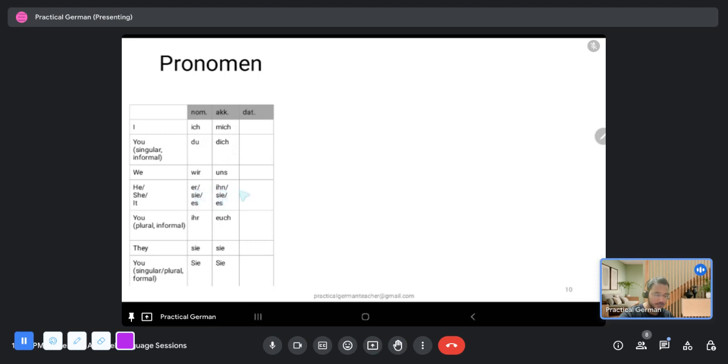The good thing about Z is that it does not change. Even S did not change, right? So you only have to remember mich, dich, uns, euch, and ihn. Just five things you have to remember. It's really rhyming: ich, mich, du, dich, wir, uns. Nothing to teach, you just have to remember dative.